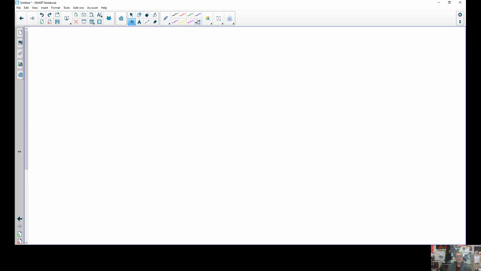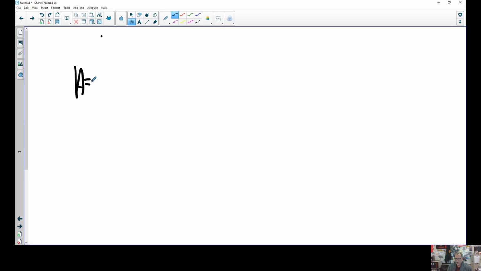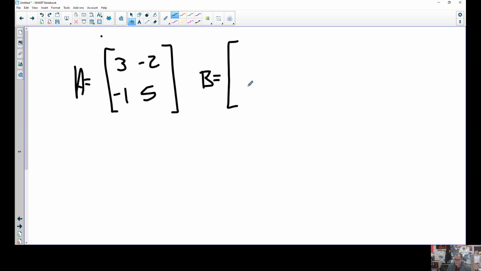Last one, last example. And I'm going to run through this at real-time speed now. If I give you matrix A, let's just use the same one, 3, -2, and -1, 5. And B is equal to, let's do 0, 1, 2, -4, 3, -2. And we want to find AB.